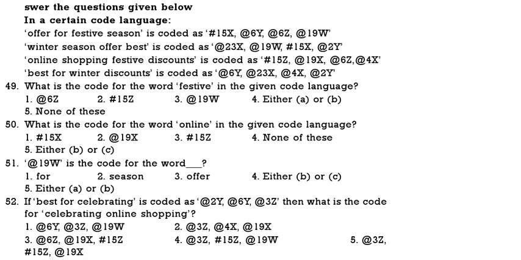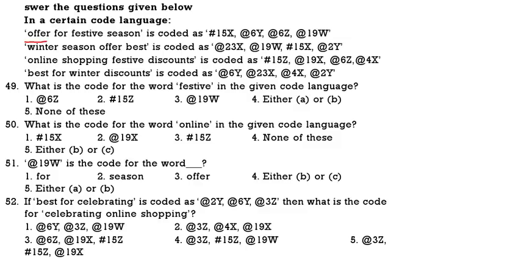So here we are having this coding and decoding. Based on this we have to answer the question. See the first one. Offer for festive season is written as hash 15x at for 6y at for 6z at for 19w. Winter season offer best at for 23x at for 19w hash 15x at for 2y. Online shopping festive discounts hash 15z at for 19x at for 6z at for 4x. Best for winter discount at for 6y at for 23x at for 4x at for 2y. Now you have to identify the common things in all the sentences.